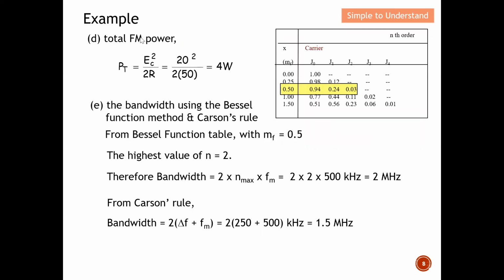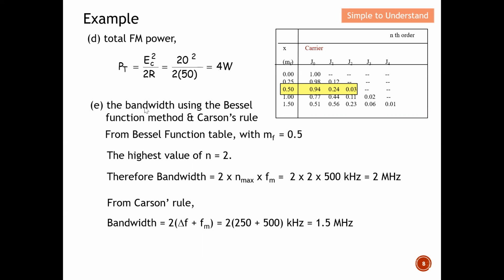Next, I'm tasked to find the total power for frequency modulation. So remember, for frequency modulation, the power remains intact. Remember for AM, we have 3 possible scenarios. But for frequency modulation, the total power is exactly the same as the power of the unmodulated carrier, which is governed by this equation, EC squared divided by 2R. Remember EC from the previous page is equal to 20. So from here, I can compute that the total power is equal to 4 watts.